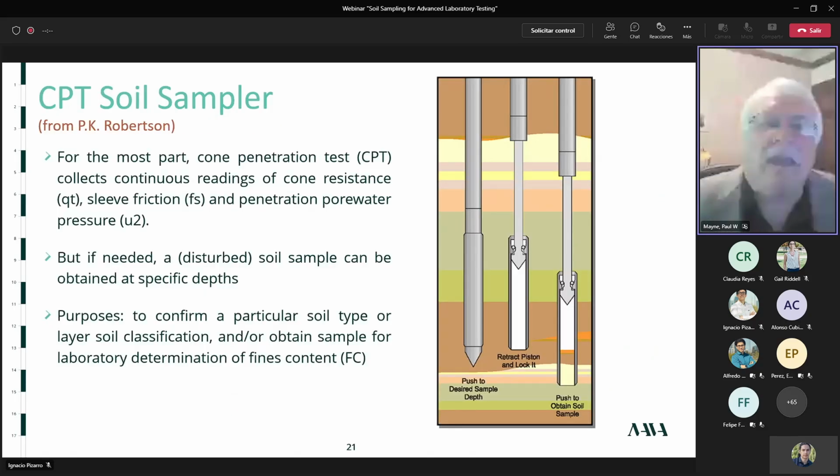It's not the primary part of cone penetration testing, because we're trying to get continuous readings of cone resistance, sleeve friction, and pore pressure. But if need be, you can have a sample taken at a specific elevation. And so there are some CPT soil samplers. Again, I would say these are more in the disturbed category, so you can at least look at the material. Perhaps you just need to determine what the fines content is, because you're doing a soil liquefaction evaluation. Next.